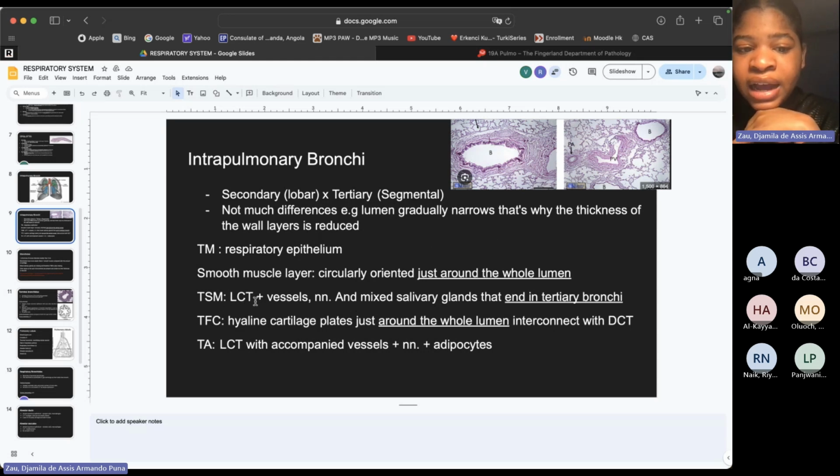Tunica submucosa, you're going to have loose connective tissue, vessels, nerves, and you're going to see maybe some mixed salivary glands at the end in the tertiary or segmental bronchi. Now, again, this is mostly theory that you're going to have to talk about, because you're not going to be able to see a lot of these things. You're going to see a hyaline cartilage plate around the whole lumen, interconnected with dense connective tissue. And tunica adventitia, again, almost as always, loose connective tissue with accompanying vessels, nerves, and adipocytes.